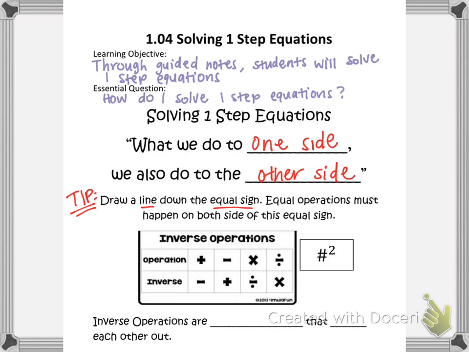Okay, so some inverse operations to remember. If we are dealing with an equation that has an addition operation, then we must remember that the inverse of addition is subtraction. And as you guys might have guessed already, for the subtraction operation, the inverse is addition. For multiplication, the inverse is division. And lastly, if you have division, the inverse is multiplication.